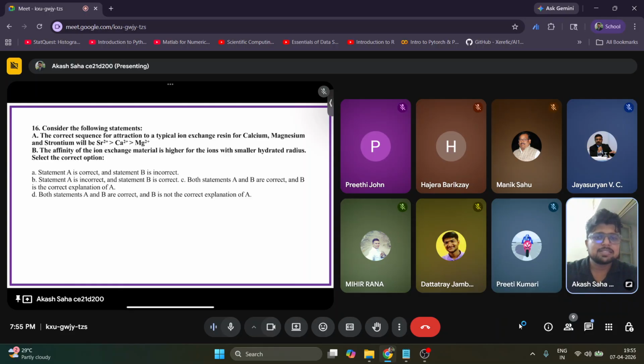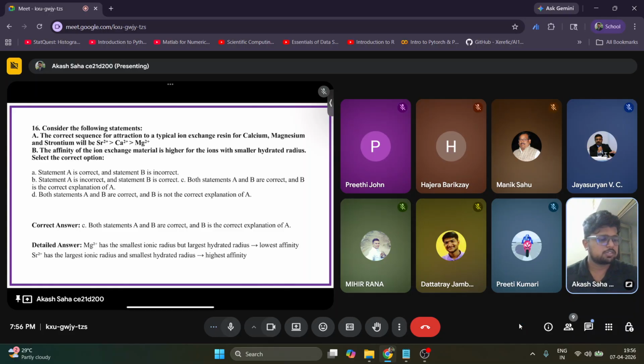Whereas the smallest hydrated radius will also be for strontium. So don't compare the ionic radius. We have to always compare the hydrated radius. So after hydration, strontium will have the least radius, then calcium, then magnesium. Though the ionic size of magnesium is the least, followed by calcium, then strontium. So that thing you have to take into account. Next. So option C is correct.